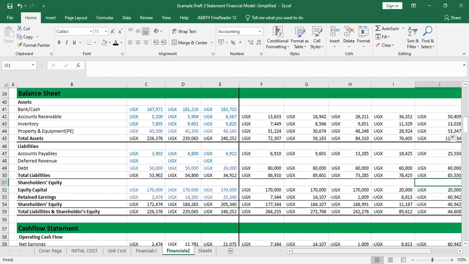Somebody may say, but how does this person understand the numbers? You've done the assumptions, and things are just flowing into place. Things are just flowing.